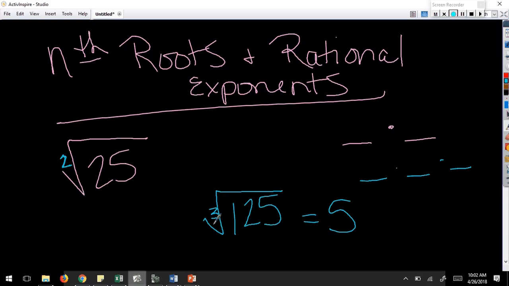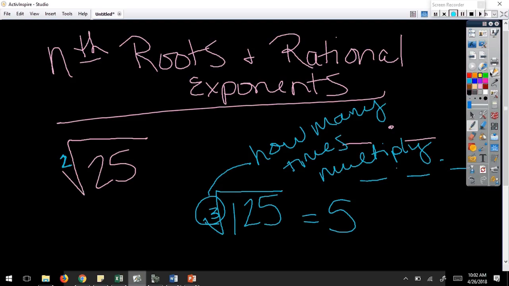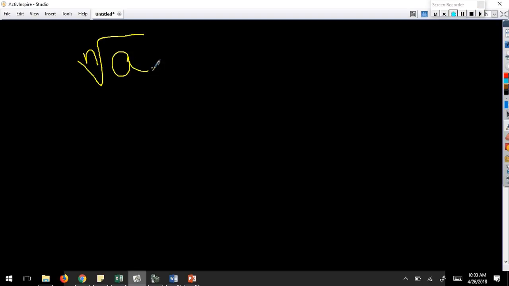So we can put any number here, and whatever that number is tells me how many times you multiply. I'm going to call this the nth root of A. What if I told you that n was 3 and A was negative 216? What would you tell me that equals now?